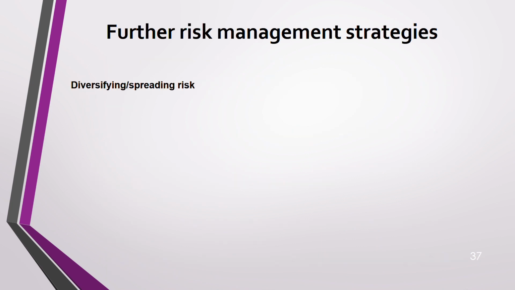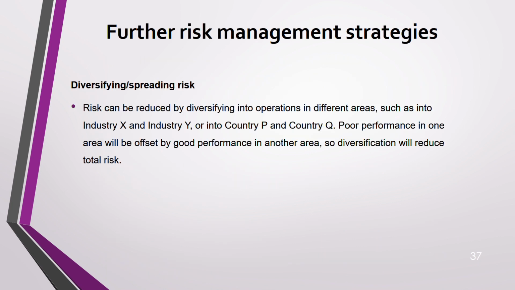Now coming to diversifying and spreading risk. You can diversify risk. That means the risk can be spread by diversifying into operations in different areas, like going into a different industry or a different country. Poor performance in one industry or country will be offset by good performance in another area or country, so total risk is reduced. That is the meaning of diversification.